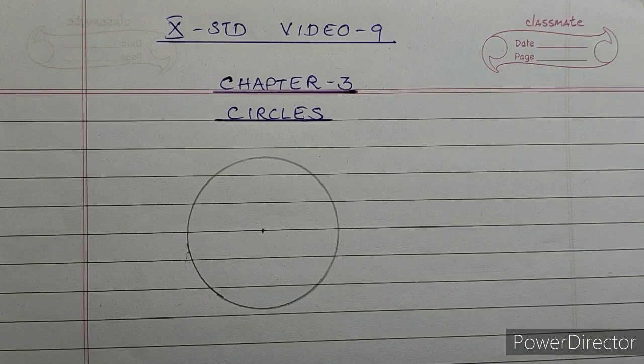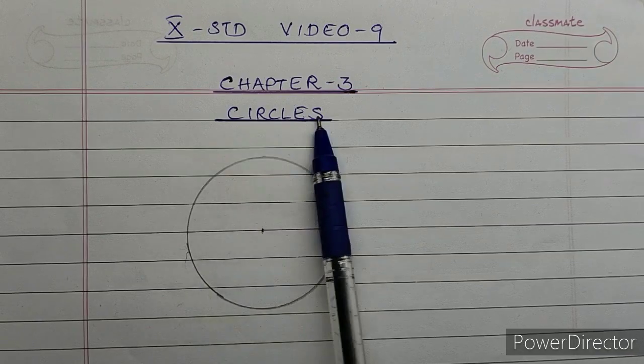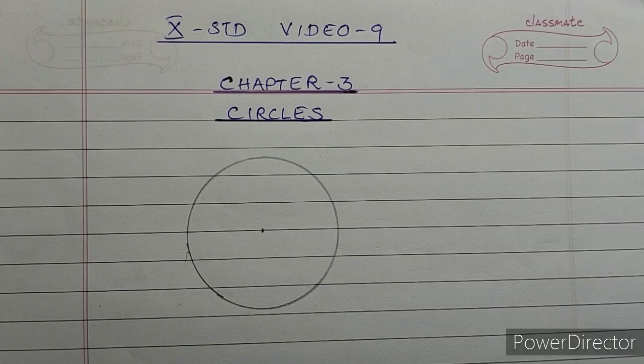Today we are going to start a new chapter 3, circles. Before starting, we will just recollect what we have learned in earlier classes about circles. Can you just give me examples of circular things which you are seeing around us? Yes, there are so many things which are in circular shape.